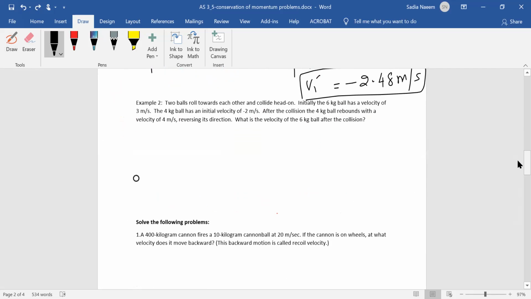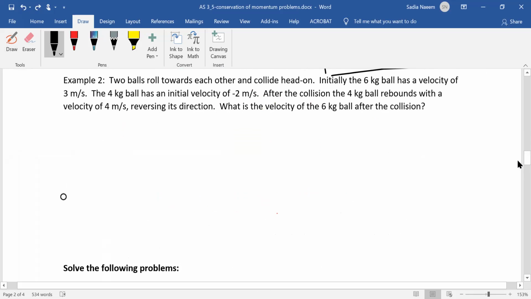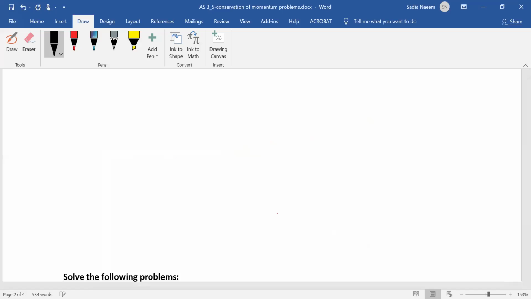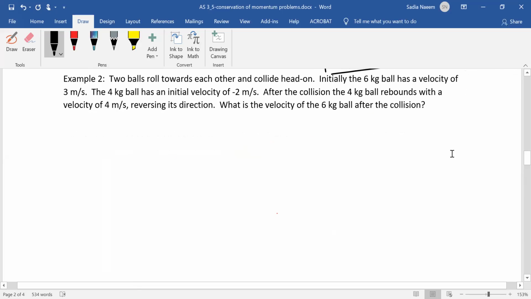All right, the second example we're going to do together is where it's a collision rather than an explosion. It's the type of thing that you did in like first two labs.